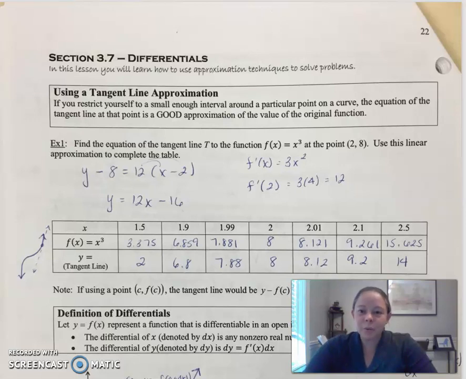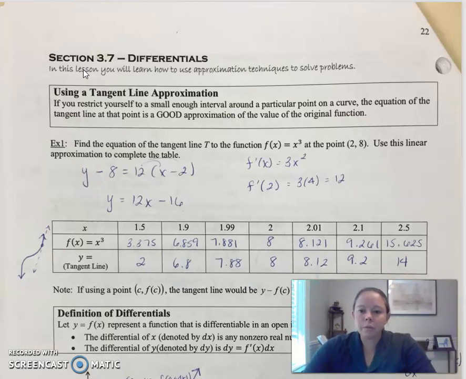Hello, this is section 3.7 for Calc AB, and this is the last section in chapter 3. It's an important section because it'll help us begin chapter 4. It's called differentials, and there are a couple of ways we'll use differentials, mainly in how we're going to write our derivatives and so forth. It's kind of an interesting section to end on, but it'll make a lot more sense when we start chapter 4.